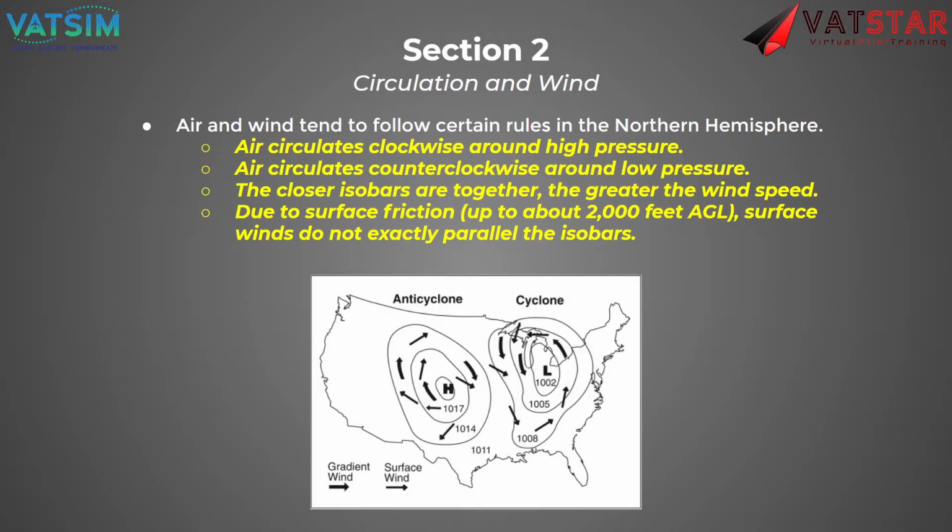So air patterns or air masses in the northern hemisphere follow a certain set of rules. If you have a high pressure air system, which is air that's sinking, the air actually will circulate clockwise.